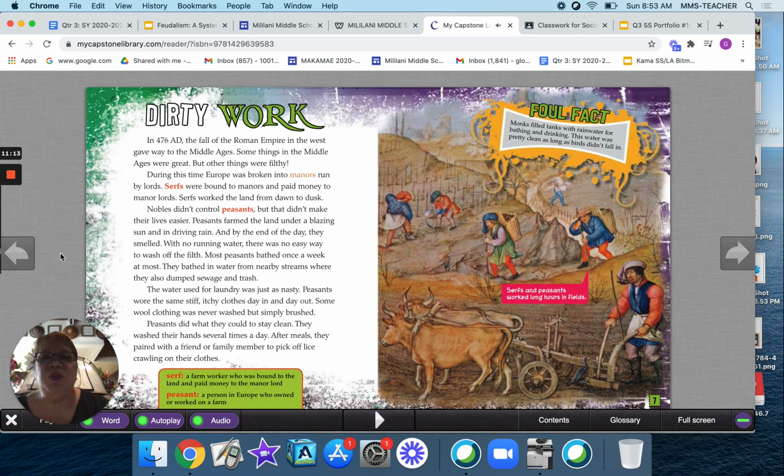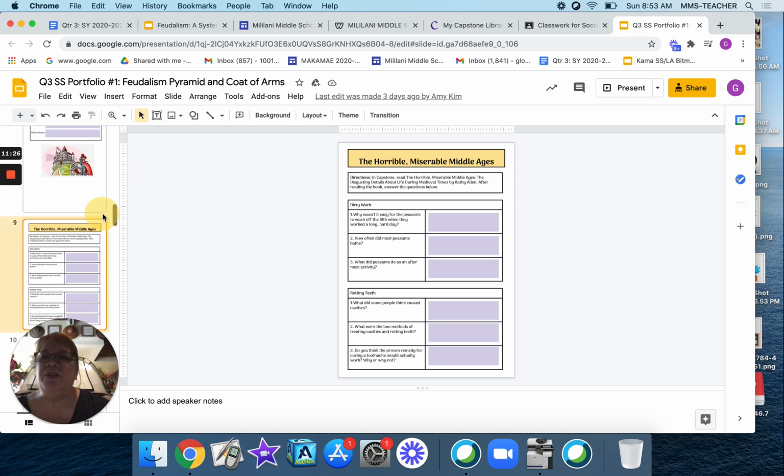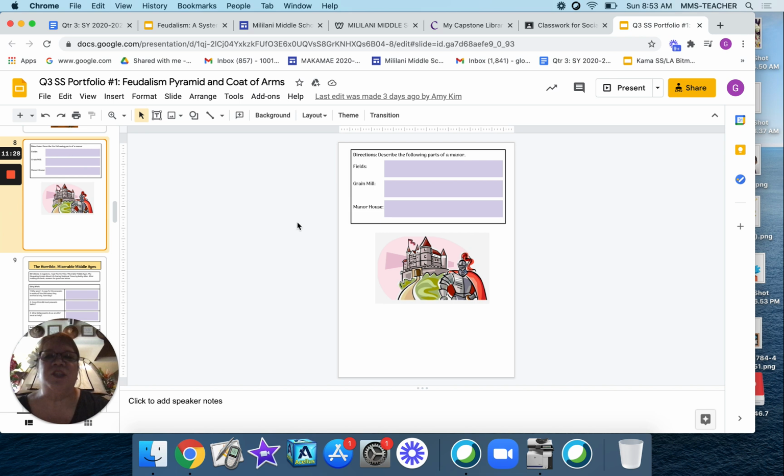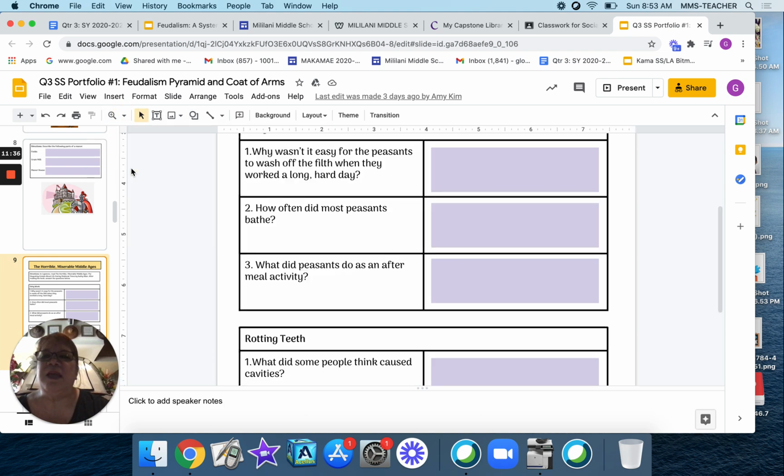Okay, so you are going to be reading along as you read this book. And as you read this book, on your assignment, it's going to be on your assignment slide. So after you completed this that we had just gone over, your definitions, you're going to go to slide number 9. Slide number 9, number 10, and slide 11, and slide 12. So 9, 10, 11, 12.